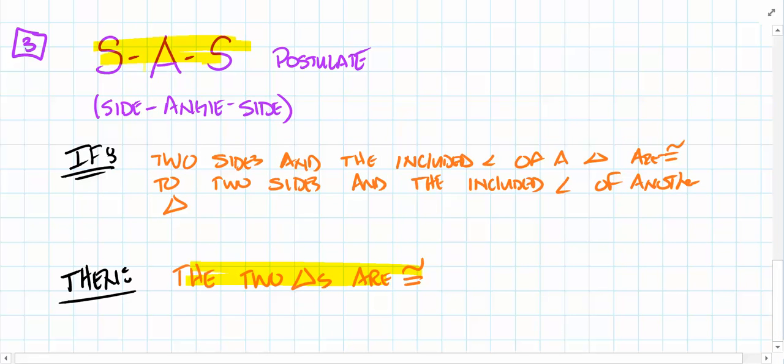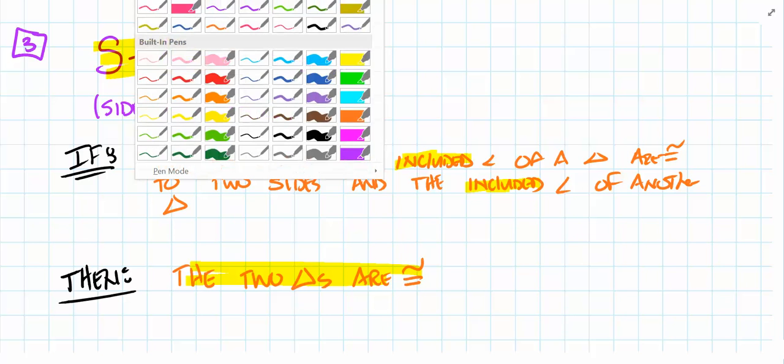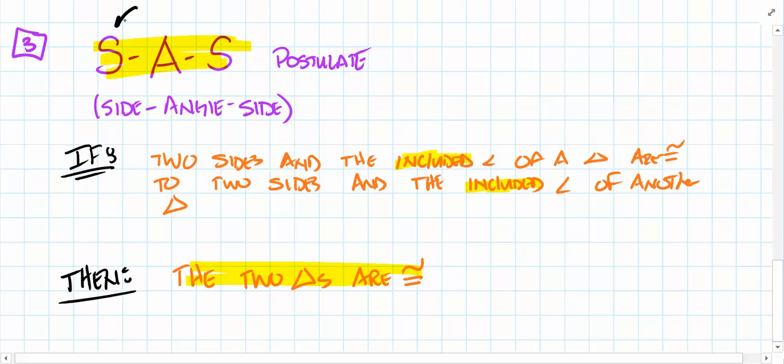What do I mean by this word here? Included. What do you think I mean by that? Like what it's given? No, it's included between the two sides. So do you notice here? Here's the part that's interesting. Do you see how it goes side and then angle and then a side? How the angle is between two sides? Do you see that? So it has to be a vertex angle, right? Very good. It has to be a vertex angle.